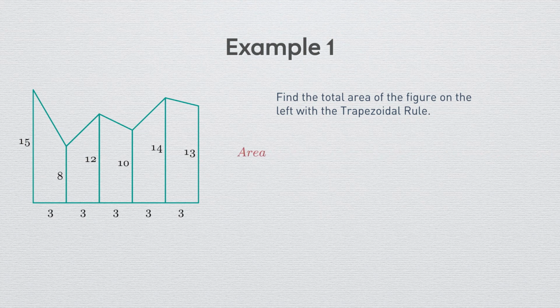So the area is equal to half of the height, which is 3 over 2, times the sum of the bases. The first base on the left edge, 15, is only added once, right? Then add that with twice of the coinciding bases. So we add it with 2 times 8, and then 2 times 12, and then 2 times 10, and then 2 times 14, and finally, since 13 is on the right edge, it's only added once.